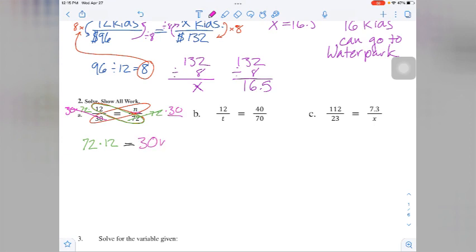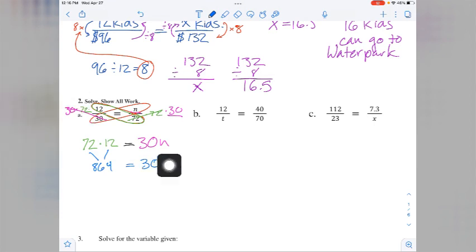So I will get 30n on this side, and then I just solve this. I know that 72 times 12, well, I know that 72 times 2 is 144. I know that 72 times 10 is 720. So when I add those together, 720 plus 144 is going to equal 864, equals 30 times n, which is just 30n.